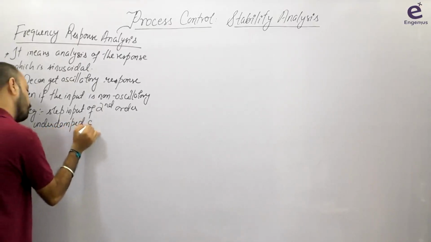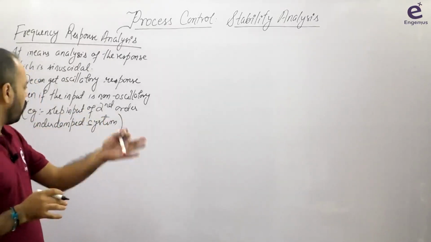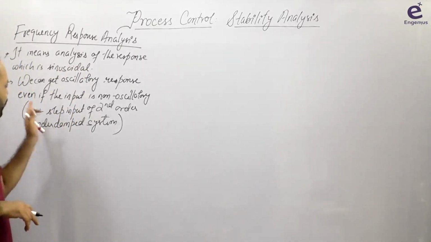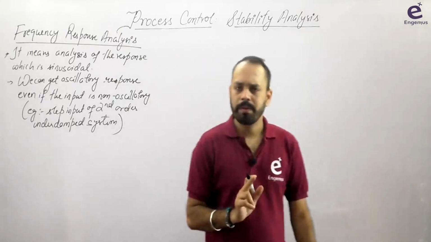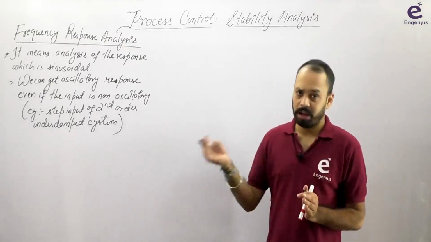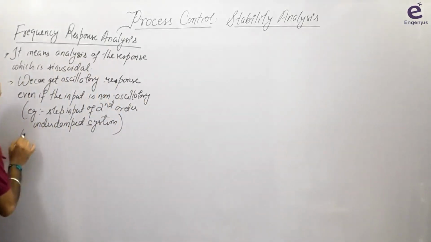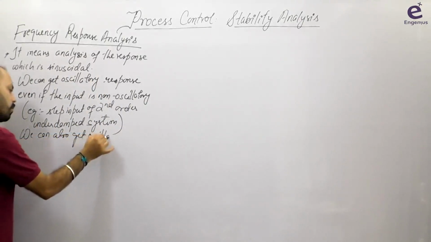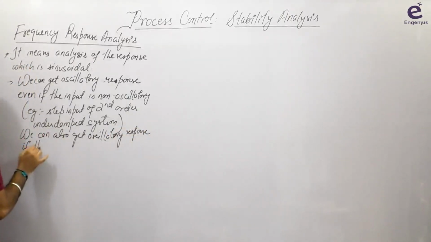We have seen the second order underdamped system, I don't need to comment anything else here. I was giving a step input and the system was underdamped and the response was oscillatory. So I can have an oscillatory response when the input is non-oscillatory. Also, I can have an oscillatory response when the input is oscillatory. Do you remember the response of a first order system for sinusoidal input? Was it oscillatory? Yes. We can also get an oscillatory response if the input is oscillatory.